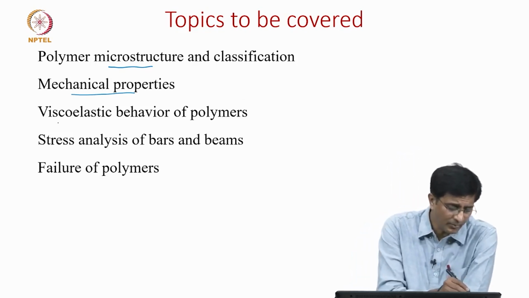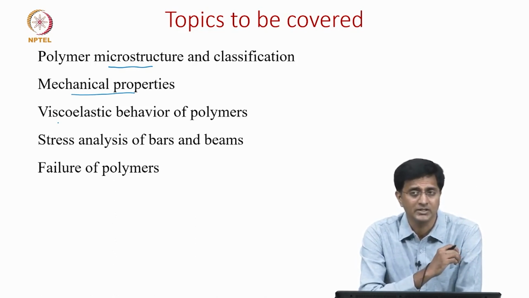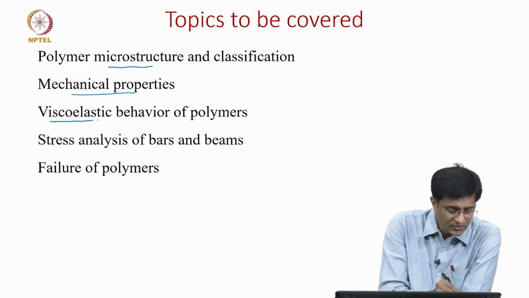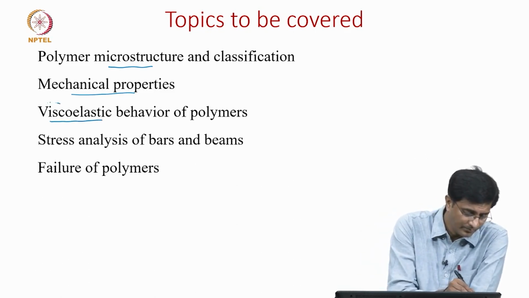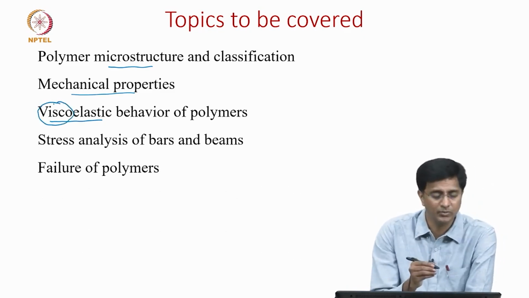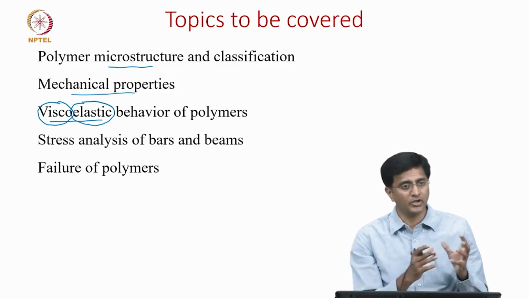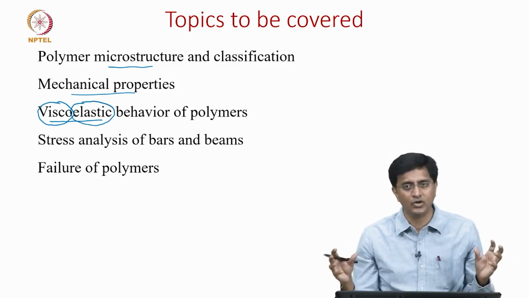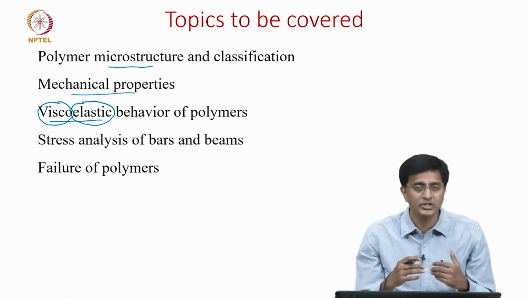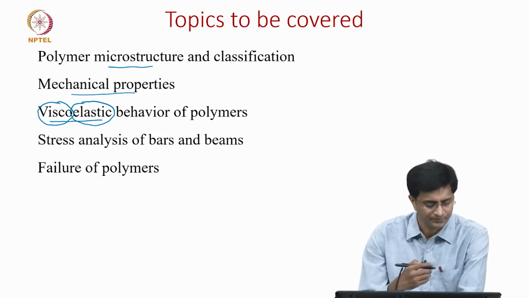Then we will go into the mechanics of polymers. Polymers have a very different behavior from regular metals. They display this viscoelastic behavior, meaning visco means liquid behavior and elastic meaning solid behavior. So, they display the behavior of liquid as well as solid. So, it is neither completely liquid nor solid, but somewhere in between. So, this we call viscoelastic behavior, which is time dependent.